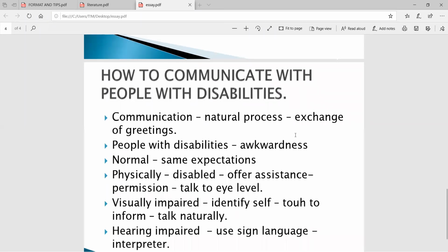So how do they feel? They must not feel very comfortable in exchanging greetings with others. So they might feel very awkward. Okay, so that's how you explain here. People with disabilities, right? What kind of people? Who are they, right? So when you explain everything, you then say that they feel very awkward in exchanging greetings. Okay, so you have to explain one by one, right?